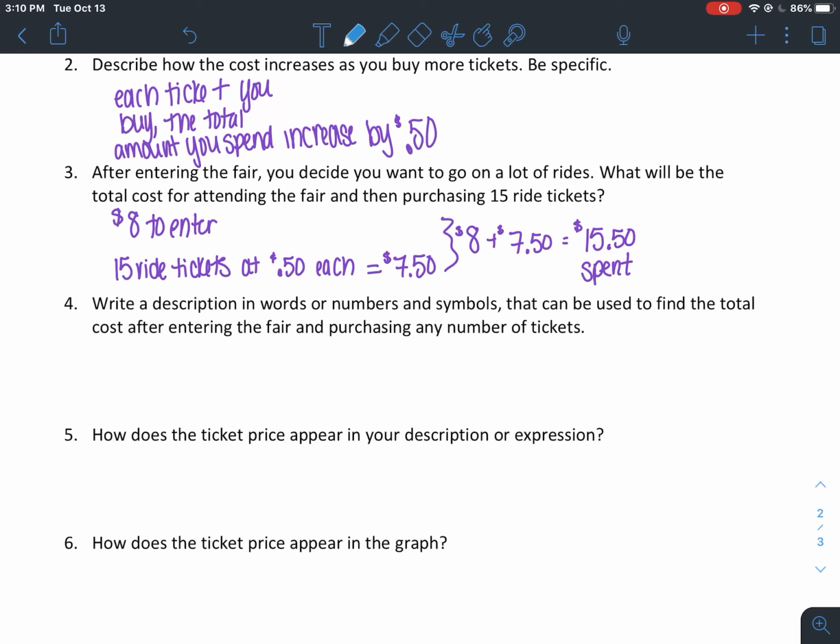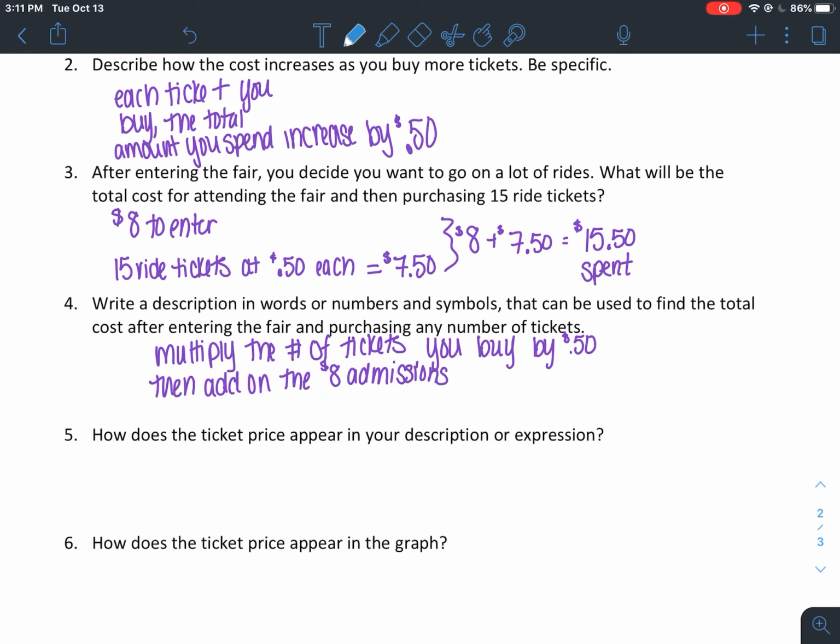Okay, so let's see, what do I have? I'm going to multiply the number of tickets you buy by 50 cents, because I know that each ticket costs 50 cents. I don't know how many tickets I'm going to buy, but regardless of how many I buy, I'm going to multiply it by 50 cents. And then I also will add on the $8 in admissions, so just to walk into the park, the $8. So that would be my description in words.